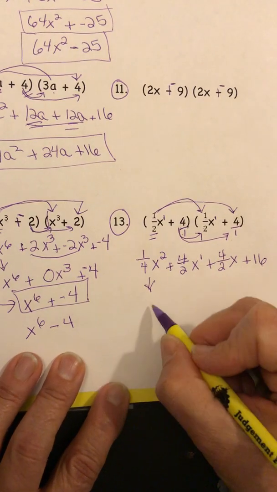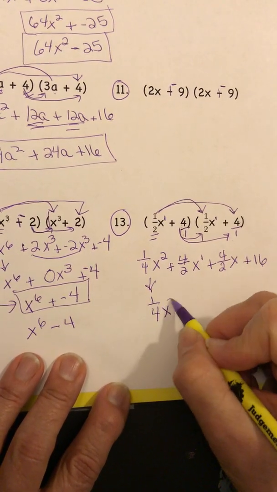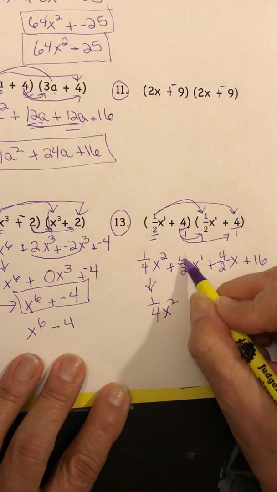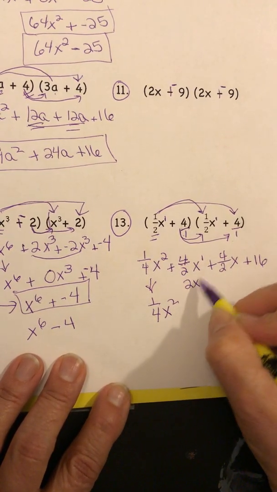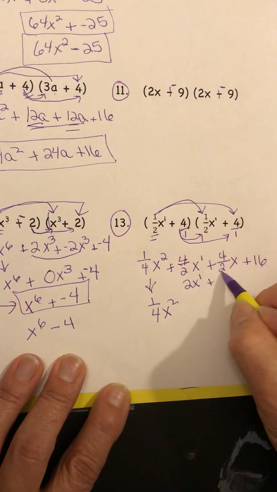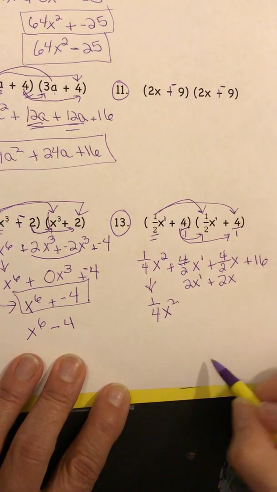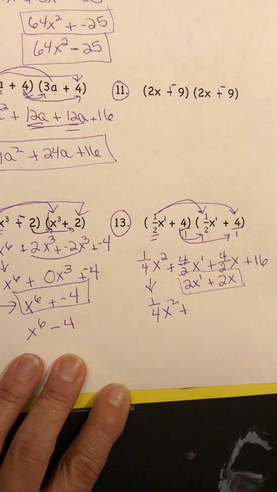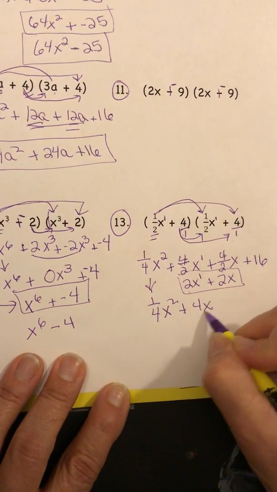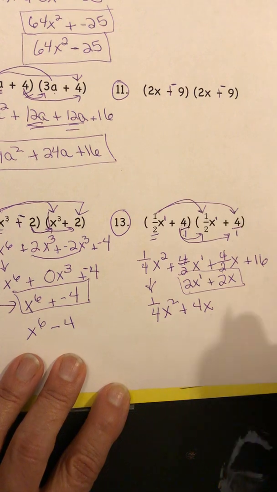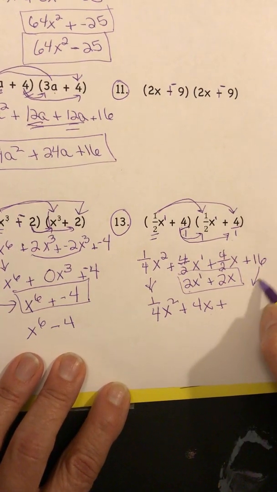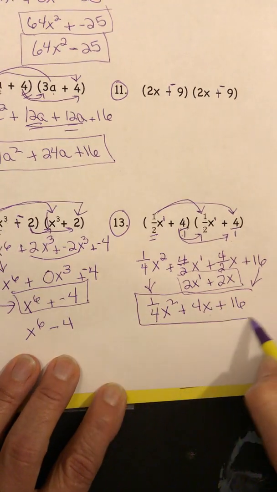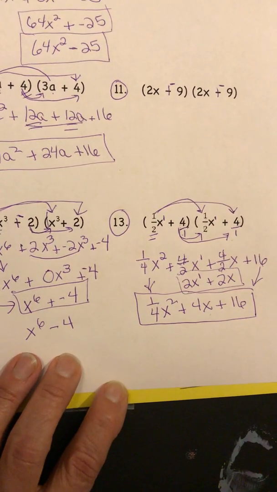First of all, we always bring down the first one, 1/4 x squared. Everybody got that? Now we realize underneath here I'm going to put 4 divided by 2, that's 2x, plus 4 divided by 2, that's 2x. Okay? So what's 2x plus 2x is 4x. Notice we're just using the x, plus 16. So it really wasn't as difficult as you might have thought.